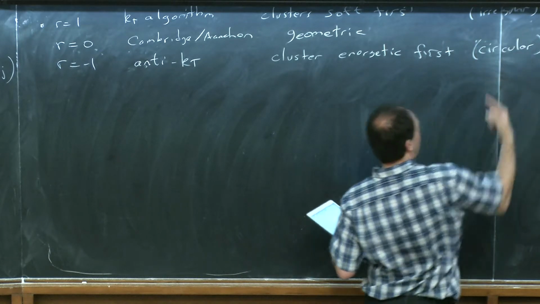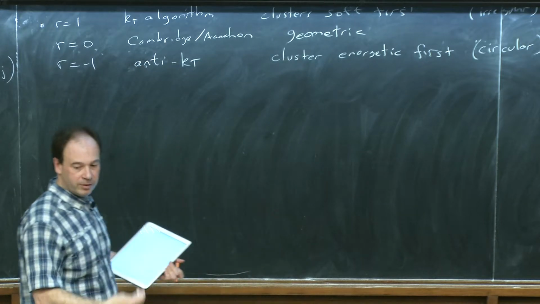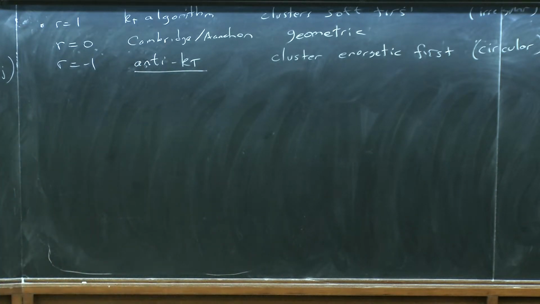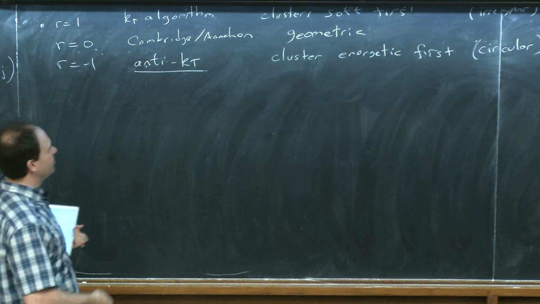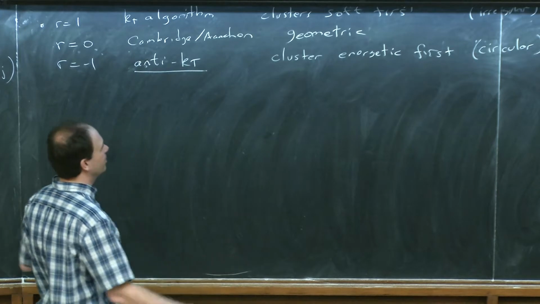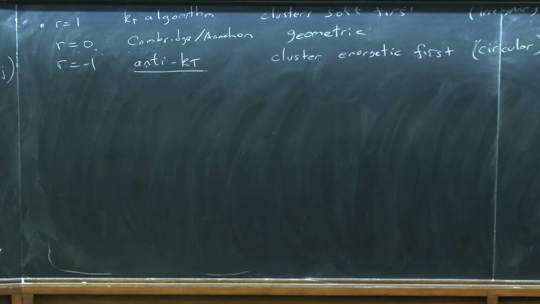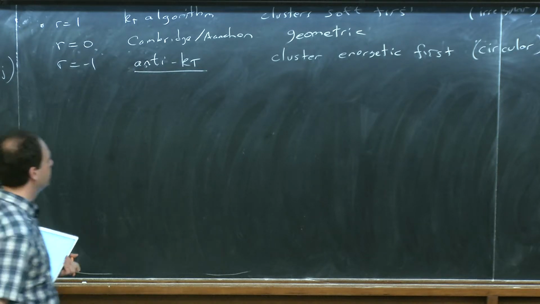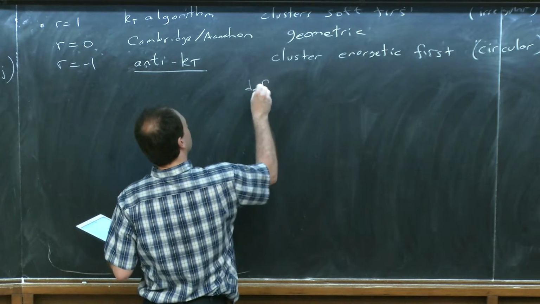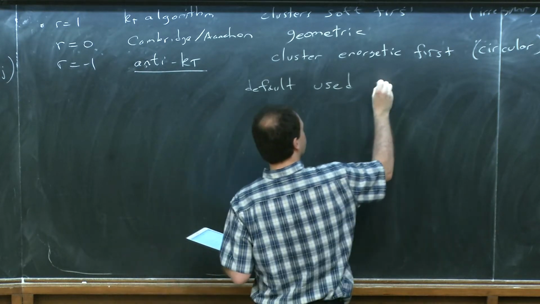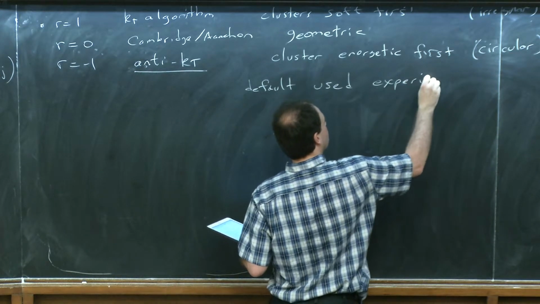And different physics applications will deal with these differently. The experimentalists really like this one. They like having very circular jets, because it helps them with pile-up subtraction, removing soft particles, calibrating the energy of the jets, and various experimental things. So this is the default, actually. Currently, the default used experimentally is this anti-KT.